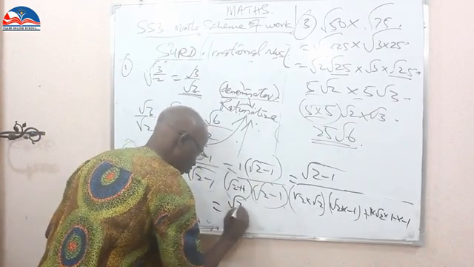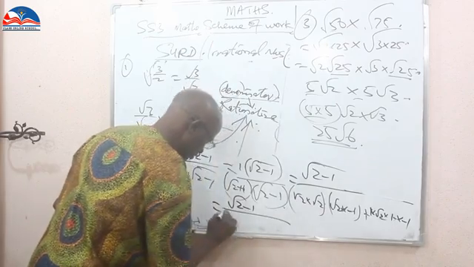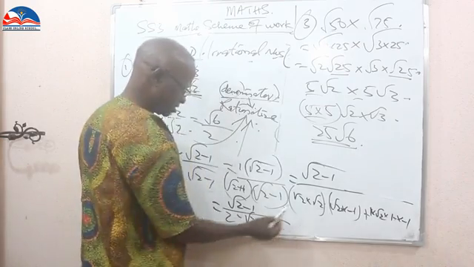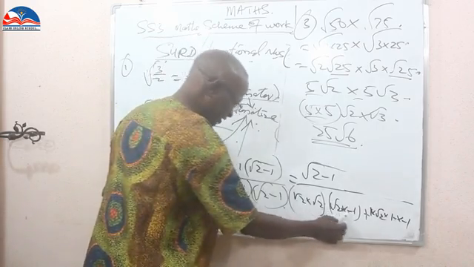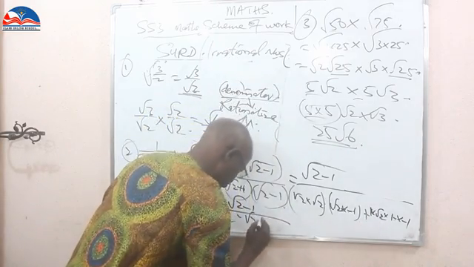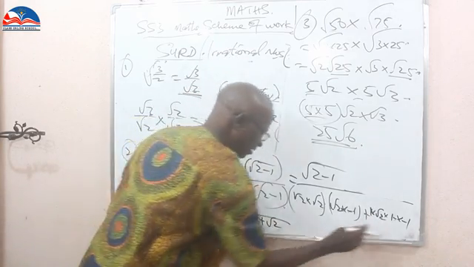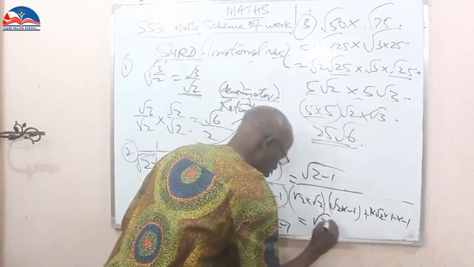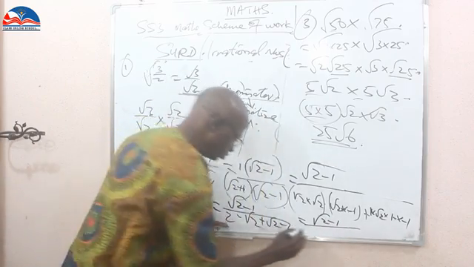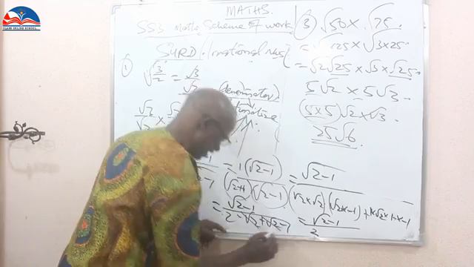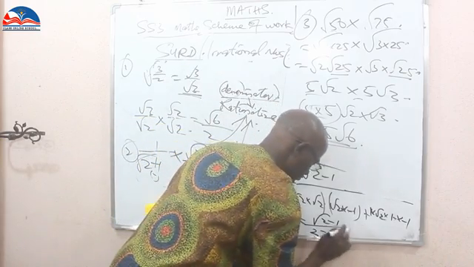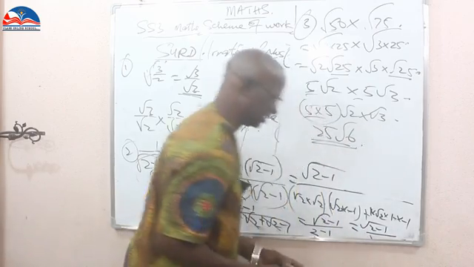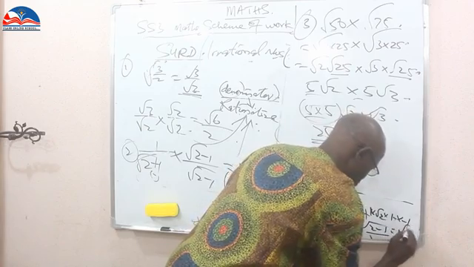The one on top remains root 2 minus 1 over. Root 2 times root 2 is 2. Root 2 times minus 1 is minus root 2. Now 1 times root 2 is plus root 2. Then 1 times minus 1 is minus 1. So it remains root 2 minus 1 over 2 minus root 2 plus root 2 minus 1. Minus root 2 and plus root 2 will vanish, leaving 2 minus 1, which is 1. Dividing by 1 remains the same number. So the answer is root 2 minus 1.